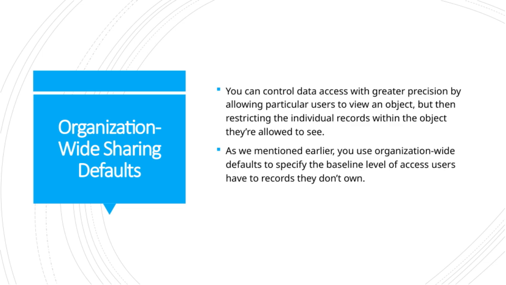As we mentioned earlier, organization-wide defaults, or OWD, set the baseline level of access for users when it comes to records they don't own. Think of OWD as the starting point. It's the default setting that applies across the organization. From there, you can build on that foundation with more granular sharing rules to fine-tune who sees what. Understanding how to set these defaults is key to managing data securely while still enabling collaboration. It's all about balancing accessibility with control, ensuring the right people see the right information at the right time.